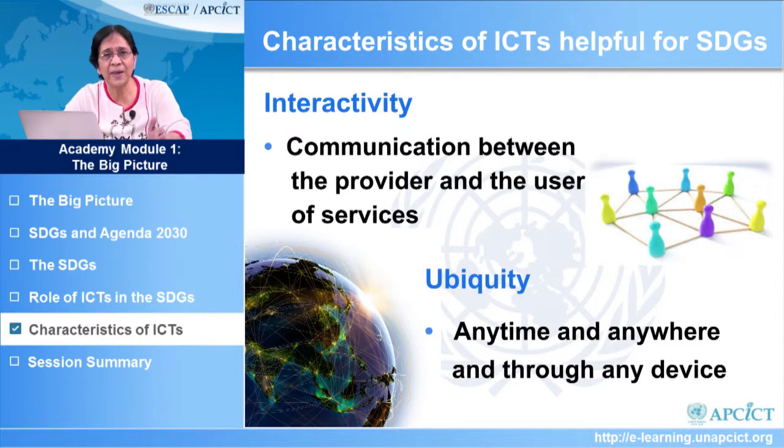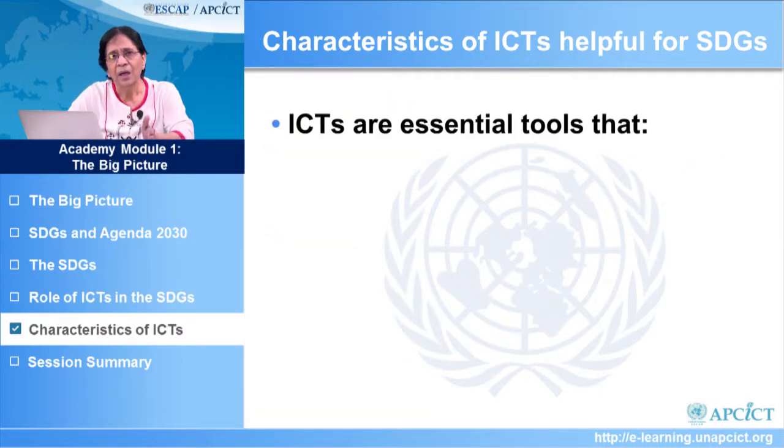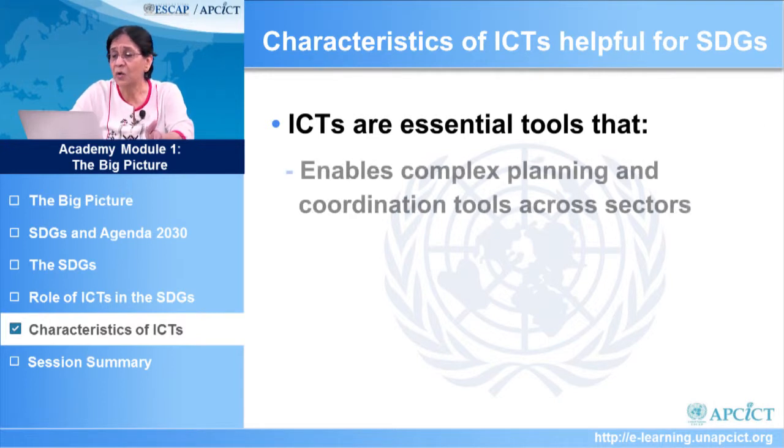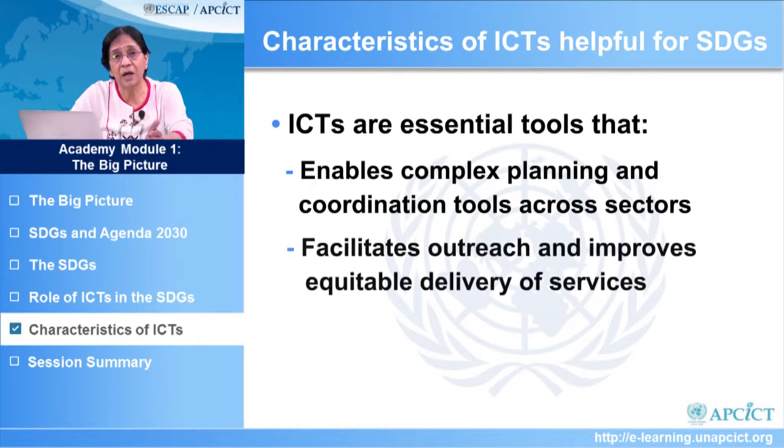So when we look at the capacity of the ICTs, that is the interactivity and the ubiquity, and we look at what is the possible way in which governments can use these. Imagine that if there are several sectors of development that are linked, for example, education, health, and environment, then it is possible to use ICTs as complex planning and coordination tools across various sectors to share information and to plan together. You can use ICTs to facilitate outreach and to improve delivery of services.